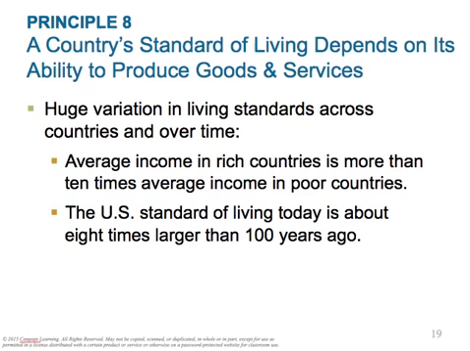There's huge variation in living standards across countries and over time. The average income in rich countries is much more than 10 times the average income in poor countries. The U.S. standard of living today is about 8 times larger than it was 100 years ago. So even the U.S. poor, our poorest of the poor, would be considered quite wealthy in third world countries.